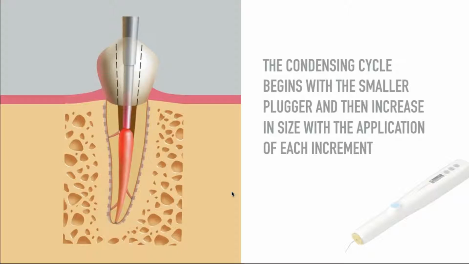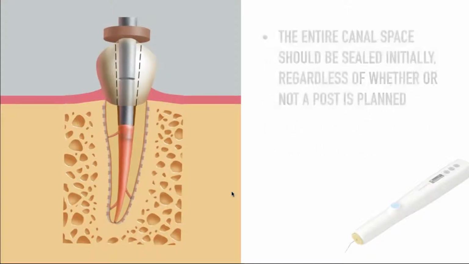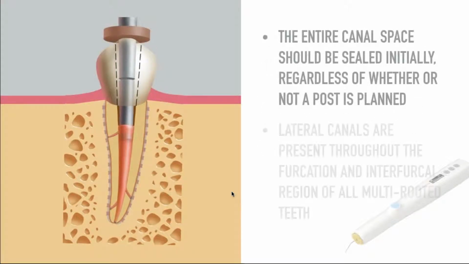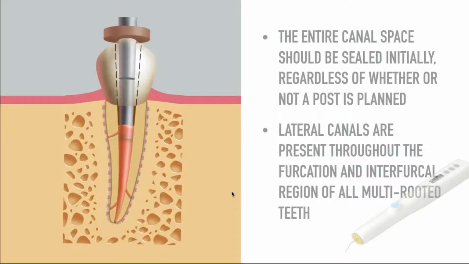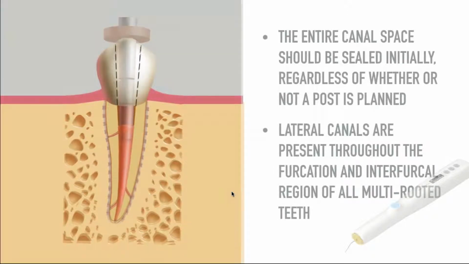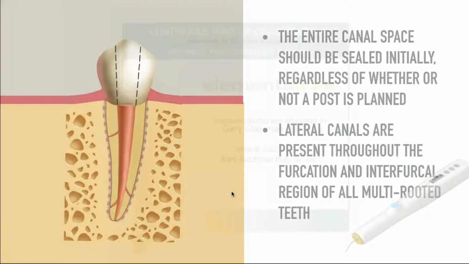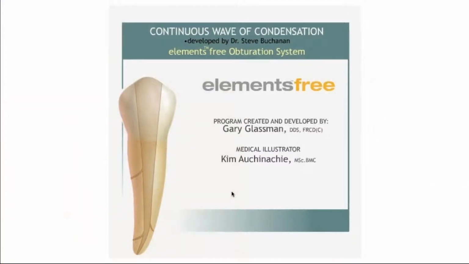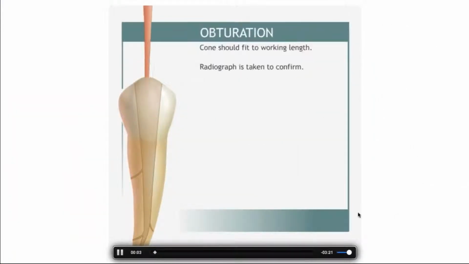Even if we plan on making a post or making a post space, we want to back our way out right to the orifice of the canal. Because in multi-rooted teeth, you may actually have furcation canals or lateral canals that we haven't sealed on the way down that we may want to seal on the way back up again. Very simple technique. So let's take a look at the video here. And we'll take you through this video.